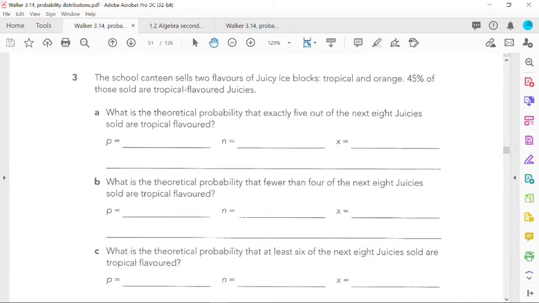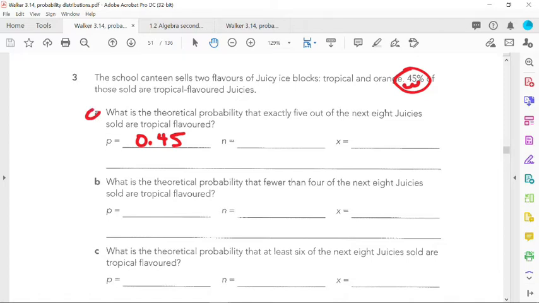The school canteen sells 2 flavors of Juicy Blocks, tropical and orange, 45%. So it's a percent. That means that is my what, guys? Probability, exactly. And we need that as a decimal, so we'll put it in as a decimal. So probability is 0.45. Remember, to change it to a decimal, you simply move the decimal to the left 2 places. Good.